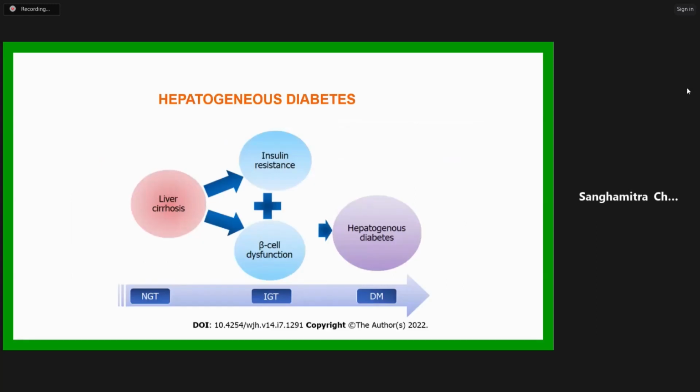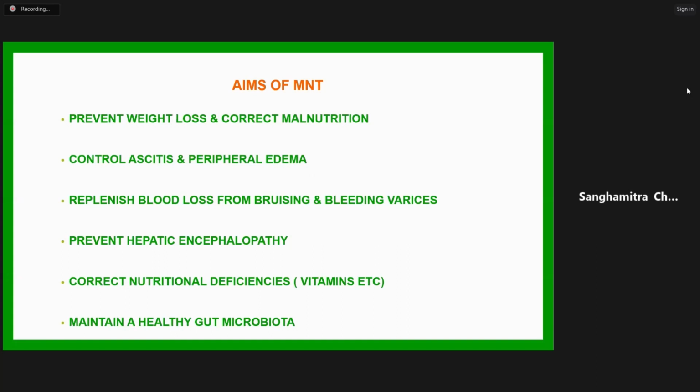There is something called hepatogenous diabetes, which is diabetes coming out of the impaired liver. It's the other way around, where the liver cirrhosis leads to insulin resistance, deterioration of beta cell dysfunction, which causes IGT and can lead to hepatogenous diabetes. Next slide. So we know the MNT, the aims of MNT for hepatic patients.